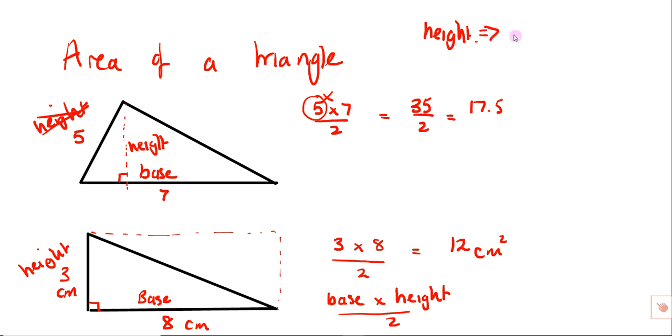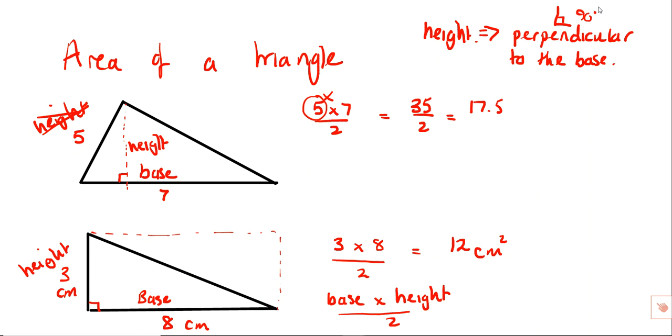The height is perpendicular to the base. Do you know what perpendicular means? Perpendicular is like when it intersects, because parallel is like that, and then perpendicular is like that. So perpendicular means at right angles, so 90 degrees. Okay?